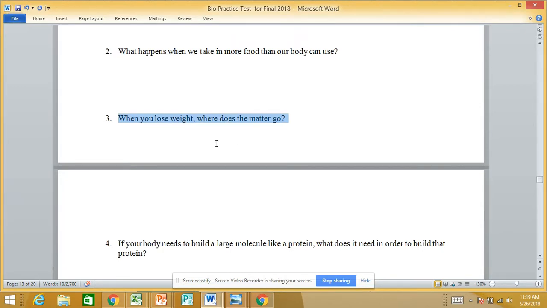Obviously, you poop, but that really doesn't count for much. A lot of the stuff just goes straight through that digestive tract. The food you eat just goes straight through you and out the other end.